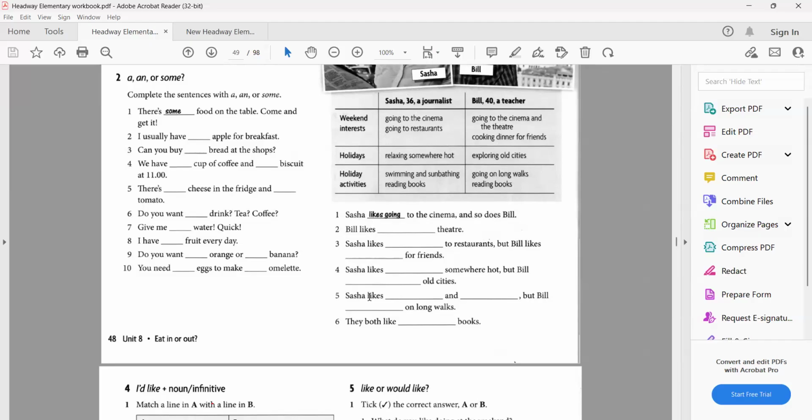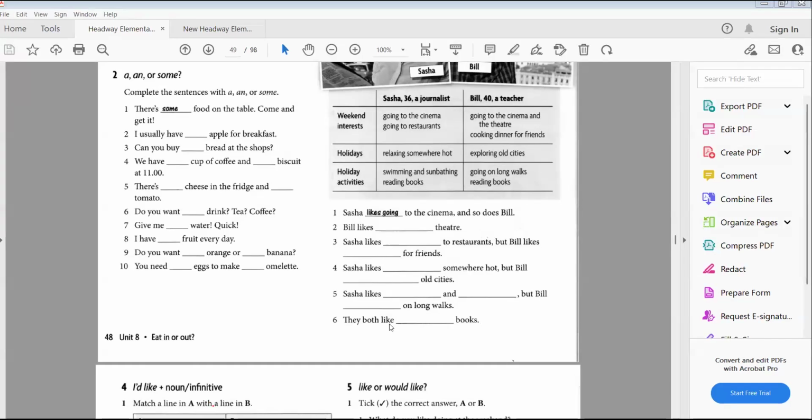Try to complete the rest, so we can continue with the other exercise. Please, all your mics should be turned off.